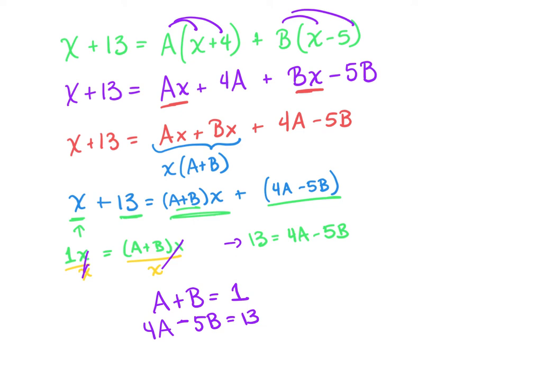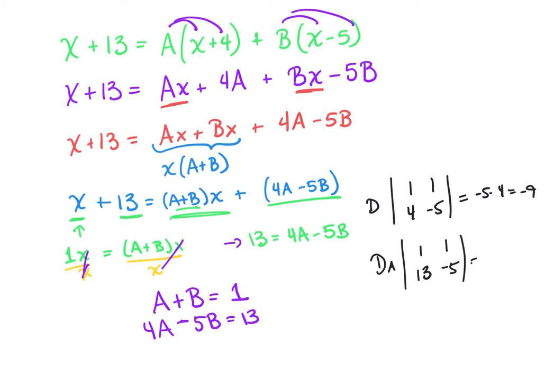Our Cramer's rule looks like this. My determinant for my coefficients is 1, 1, 4, -5. So I'm going to say -5 minus 4. That's -9. Let's do x. So dx, well, actually, we'll just say a so we don't get confused. dA, right, is going to be 1, 13, 1, -5. That's -5 minus 13, which is -18. So a is going to be -18 over -9, which is 2.